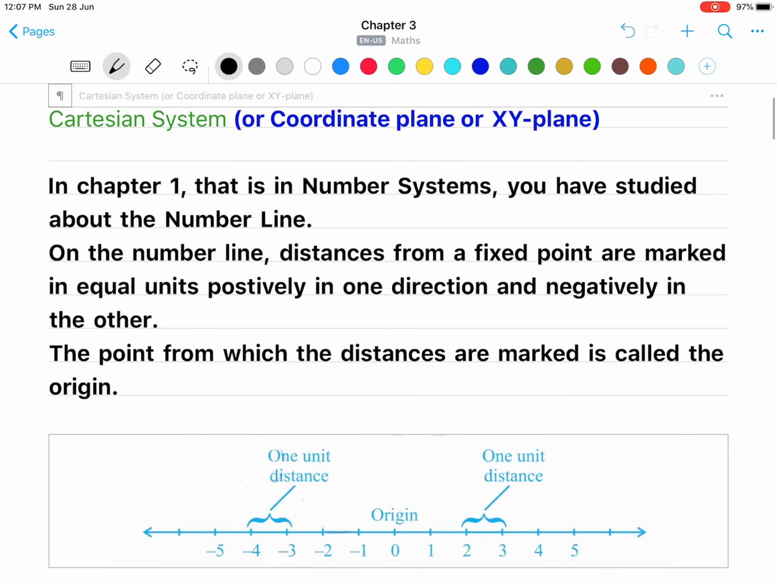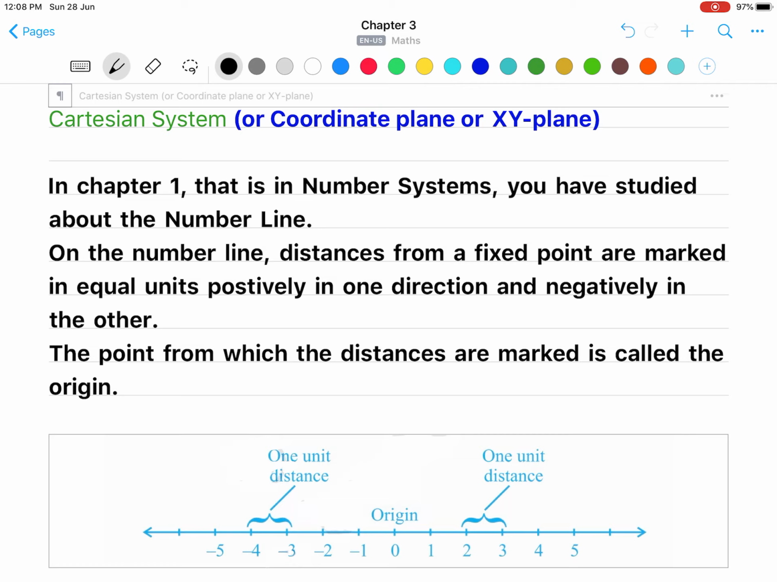Like I have told you in the previous class, this system was developed by a French philosopher and mathematician named René Descartes. On his name, this system is given the name Cartesian system. But this is also known as the coordinate plane or xy plane.